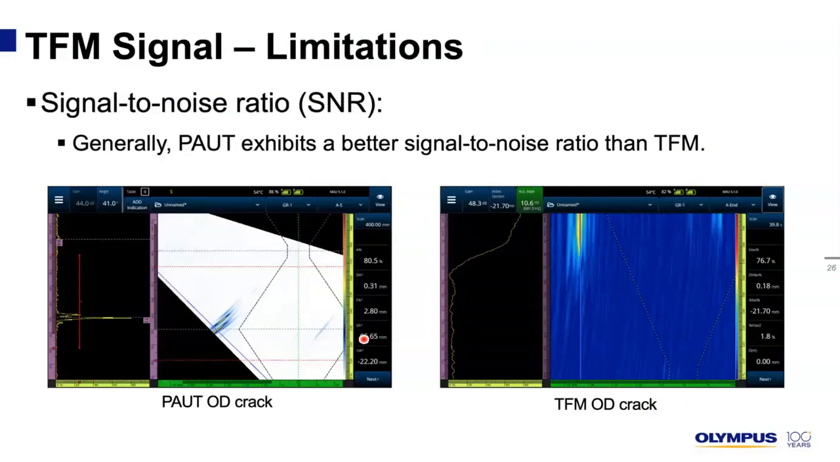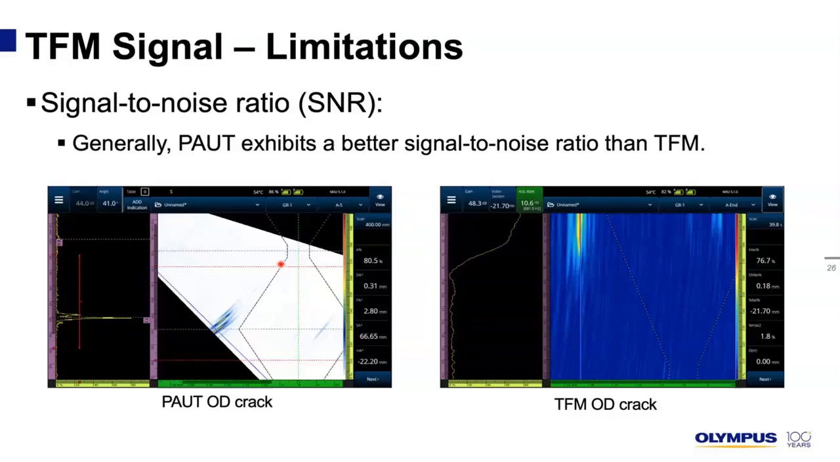Does it have any limitations? Generally speaking, phase array exhibits a better signal-to-noise ratio than TFM, and that is simply because the wider aperture in phase array produces more ultrasound energy than the individual pulsers in TFM. However, special envelope processing in TFM, and other signal processing, will help to improve the SNR.